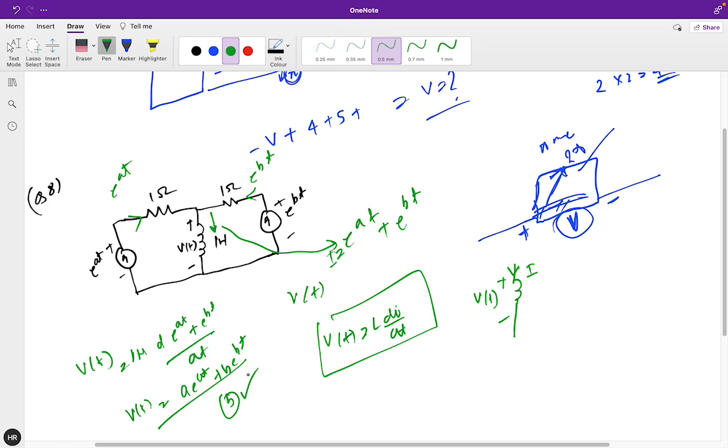Correct? Or anyone having doubt in this? E power at is flowing from this branch, e power bt is flowing from this branch. Overall current is getting added. We are getting the value across the inductor, what kind of current is flowing: e power at plus e power bt. We know the relation between v of t and I, that is v of t is equal to L di by dt. Put the I value as e power at plus e power bt. When you differentiate it, you will get a e power at plus b e power bt. So you are getting the value of v of t. So question number 8 is solved.